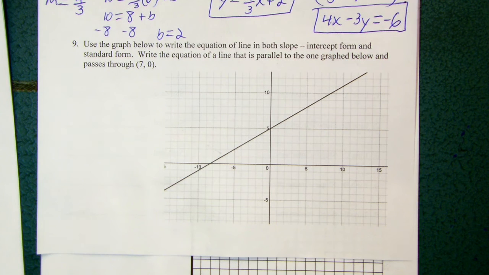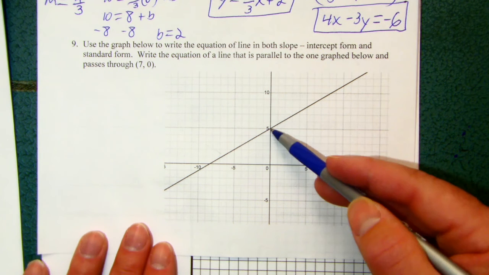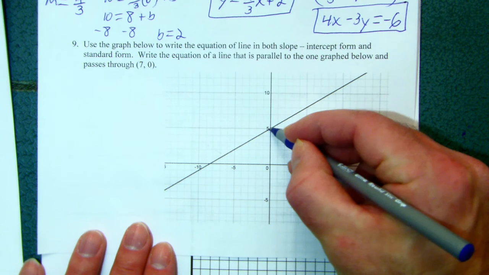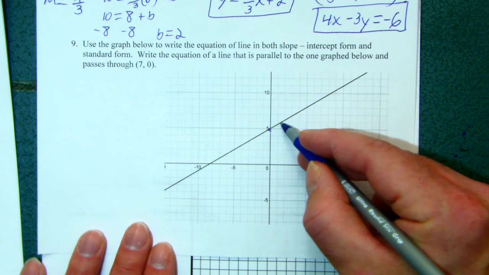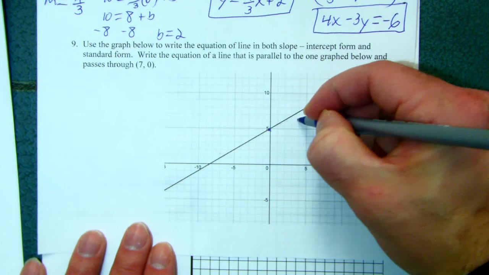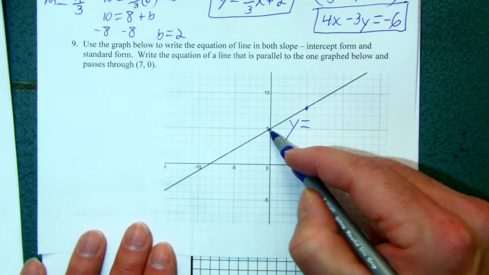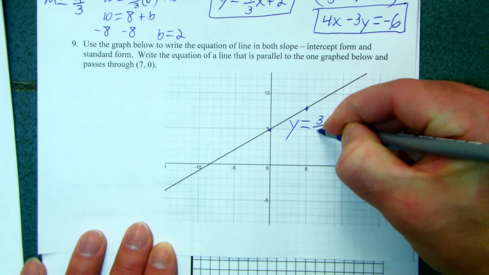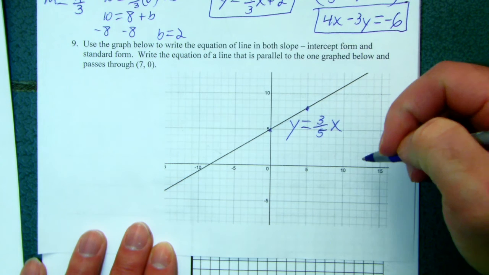All right, so for number 9, it says use the graph below to write the equation of the line in both slope-intercept form and standard form. Write the equation of the line that's parallel to the one graphed below and passes through 7, 0. So first we got to figure out what this one is. Y-intercept at 5, that's easy enough. For my slope, we're going up 1, 2, 3, right 5. So I got a slope of 3/5 plus 5.